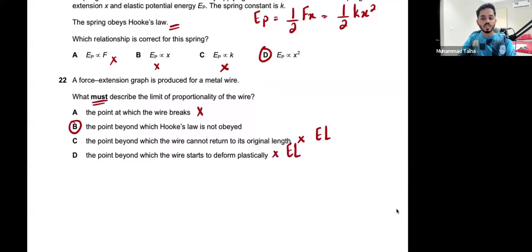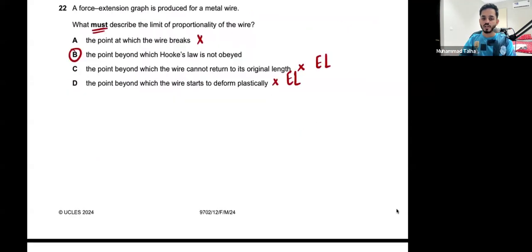Why does it say must? It's because for some materials, the limit of proportionality and the elastic limit may be so close together that you don't know the difference, right? But again, that's for some materials. This is a universal statement that applies to all materials. That is how we define the limit of proportionality.